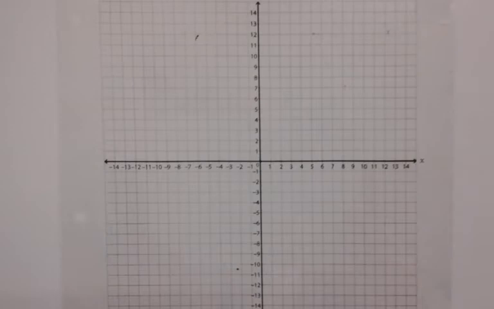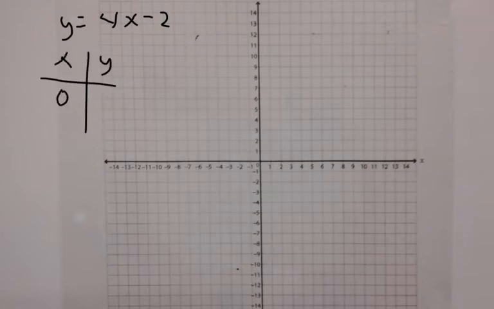Let's take a look at another function. And I'm just going to tell you what this one is. It's y = 4x - 2. And I want to show you a way that you can get the graph by just figuring out where it crosses the x-axis and where it crosses the y-axis. If I let x be 0, I'll go ahead and put my XY chart. Let x be 0. It's pretty easy to see that y would be -2, because 4 times 0 would be 0, and then y would simply be equal to -2.